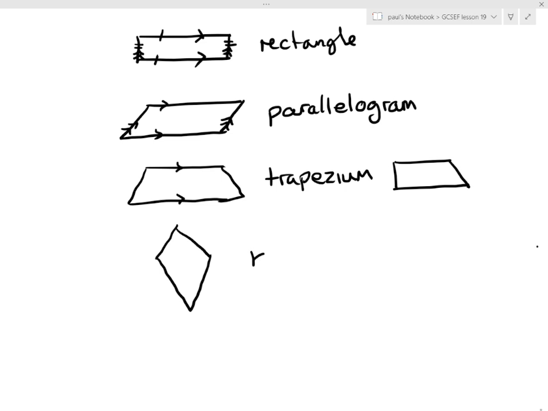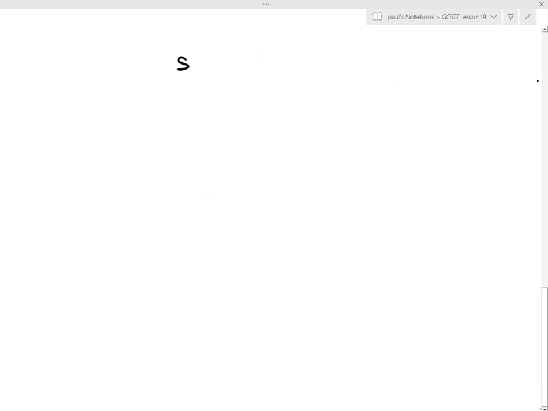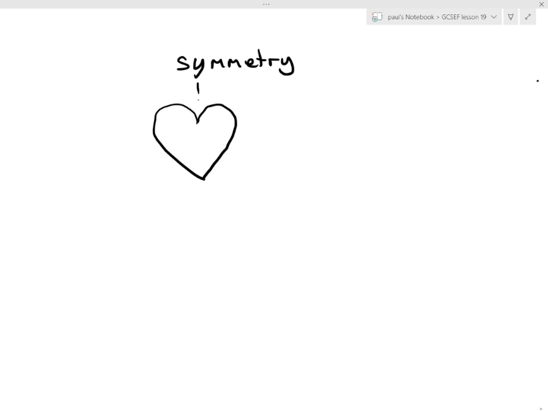Now here is a kite, and the thing about a kite is these two angles are the same as each other, but the top and bottom are not. Now, perfect example with the kite is symmetry. This is a symmetry where, say if I took a heart, I can draw a line of symmetry down the middle. And a line of symmetry is always done with a dashed line, and what this means is that you can cut the shape in half and the left is a mirror image of the right.